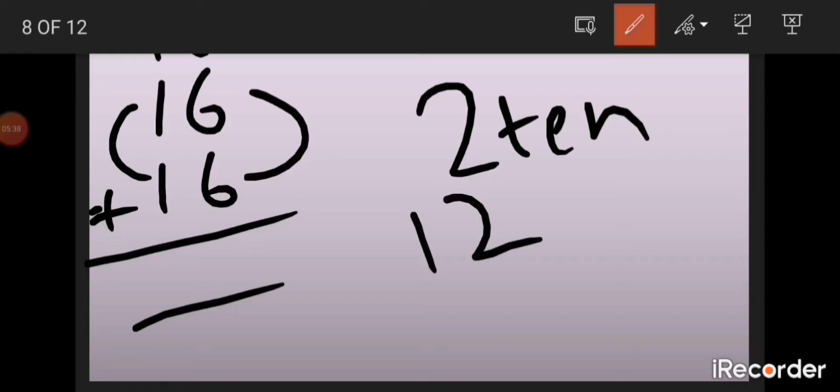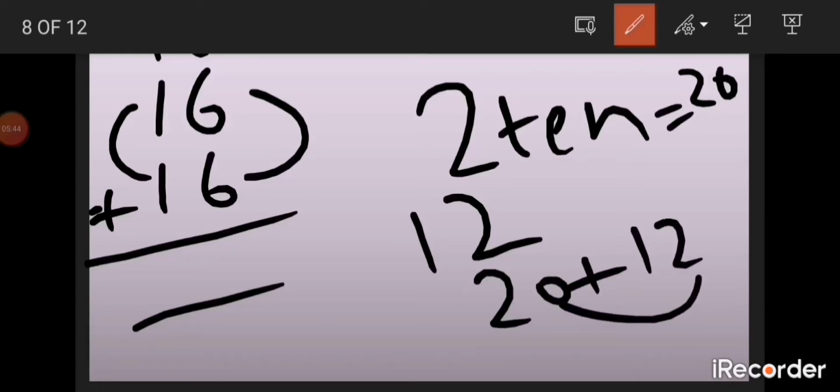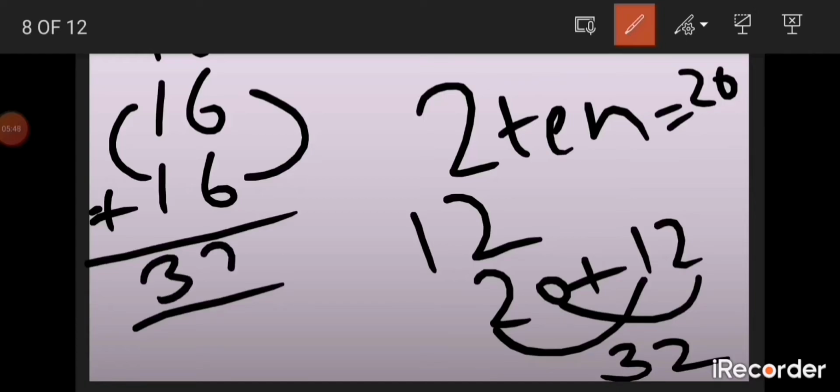Answer is 12. Now 2 tens and 12. Or 2 tens means 20. So 20 plus 12. The answer is 2 plus 0, 2. 1 plus 2, 3. The answer is 32.